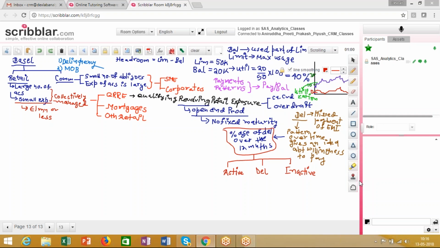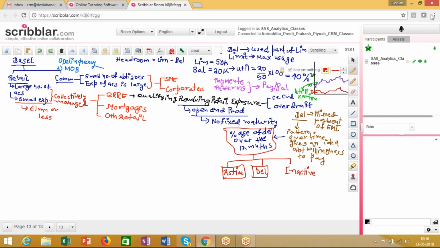So the two basic segments on which PD models are generally developed are the active segment, which is your non-delinquent segment, and the delinquent segment. It is generally seen that a delinquent segment in a credit card, for a QRRE, is relatively more risky than a non-delinquent segment.